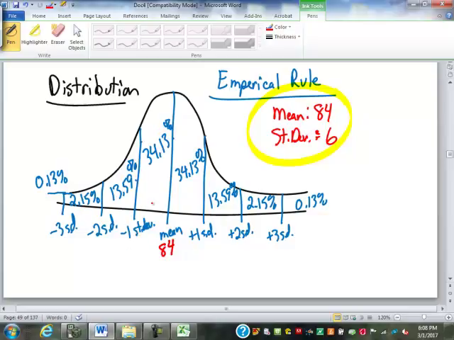What's 84 minus 6? 78, right? What's 78 minus another 6? 72. 72 minus another 6? 66. Okay. Now let's go the other way. Starting at 84, what's 84 plus 6? 90, plus another 6? 96, and plus another 6? 102, good.